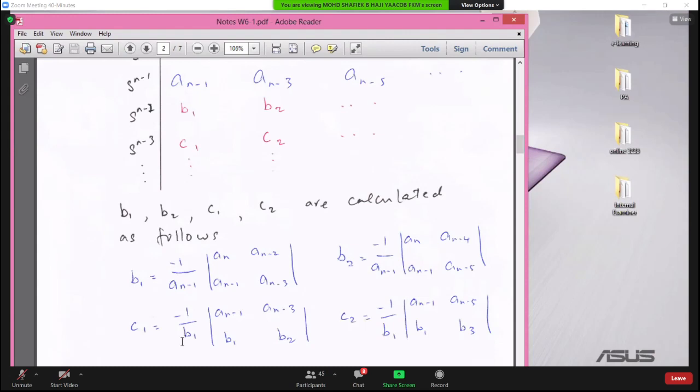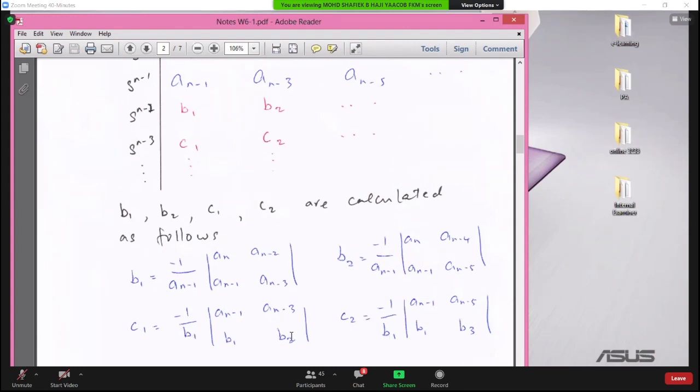The multiplier is always the same. It's -1 over B1, the first element one row above you. The multiplier for C1 and C2 is the same: -1 divided by B1, -1 divided by B1.